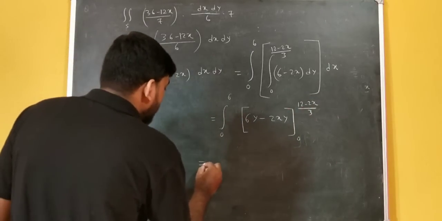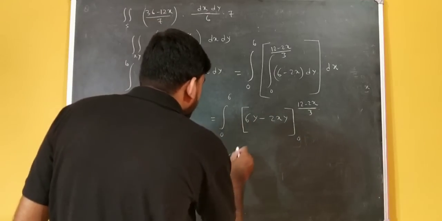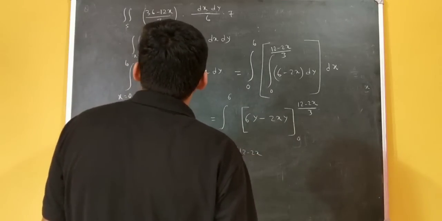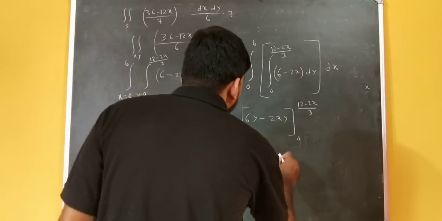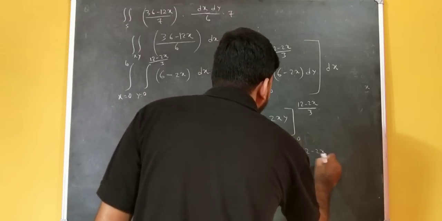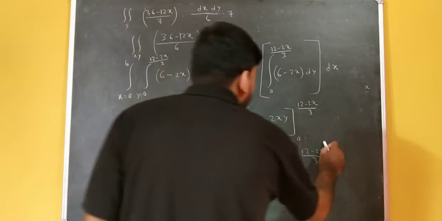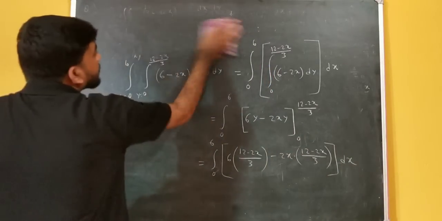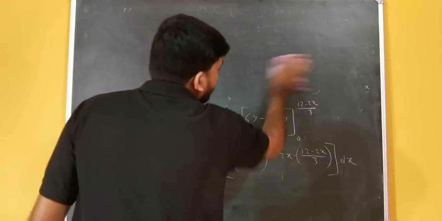So it will be integration 0 to 6. Now 6 into this (12 minus 2x) by 3, minus 2x into, you need to put y, so it will be just (12 minus 2x) by 3, dx. So now let me modify this again.